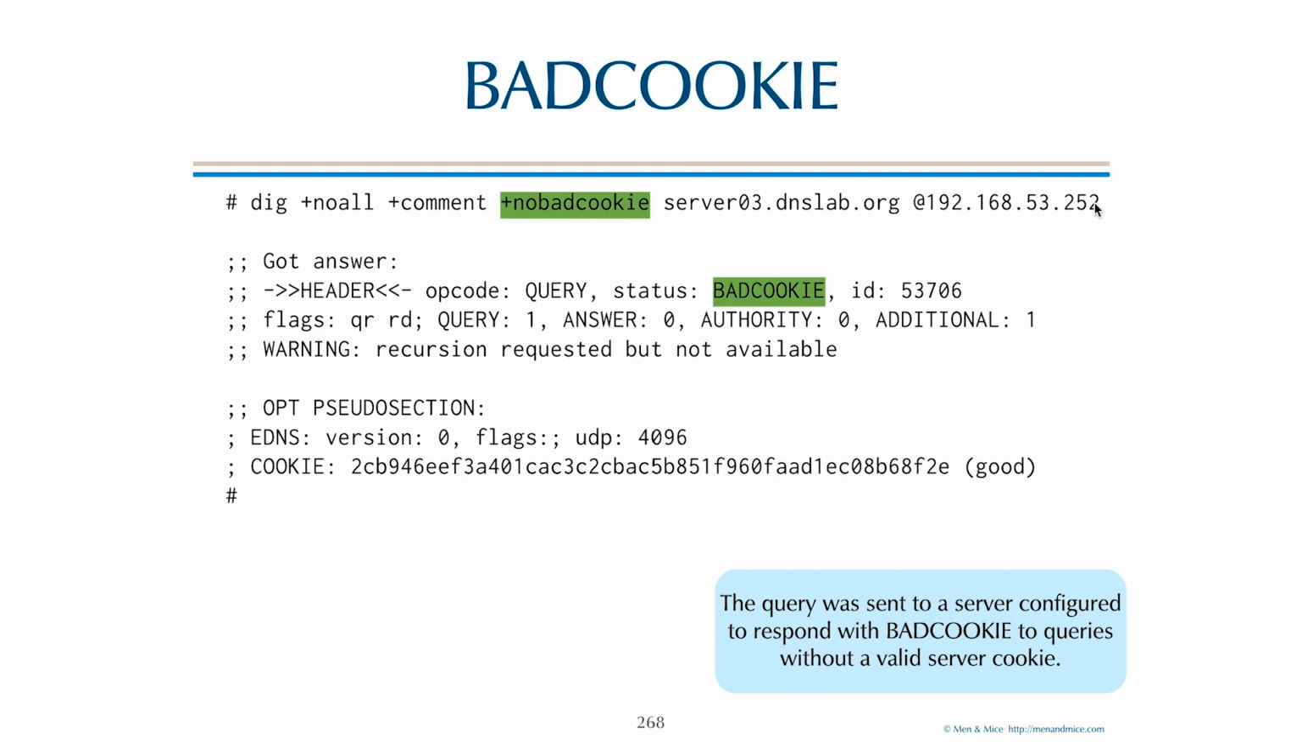What cookie does this dig send? Well, we didn't tell it cookie equals, so it sends a client cookie. What client cookie? It generates a random client secret based on its own IP address and the server IP address, created the client cookie and included it, but it did not include a server cookie. So what do we get as a response, as a status? BADCOOKIE.